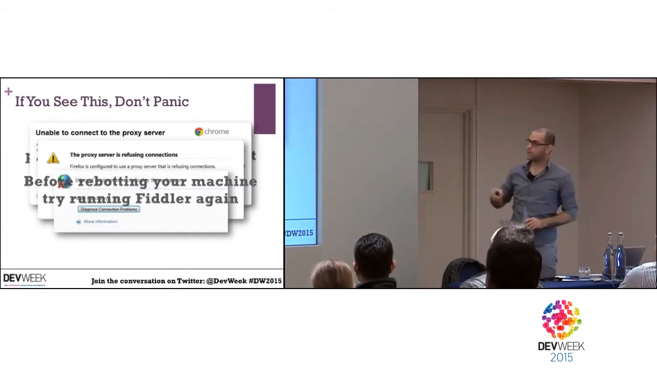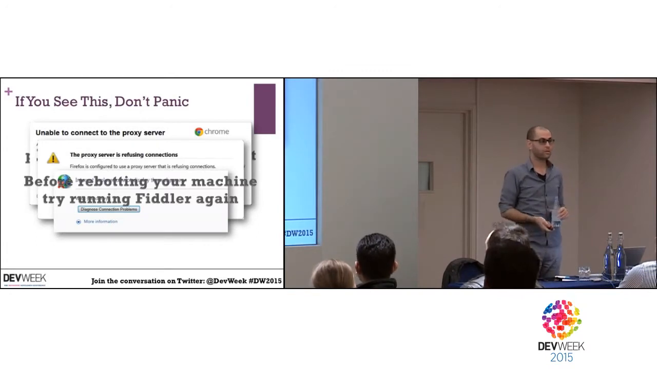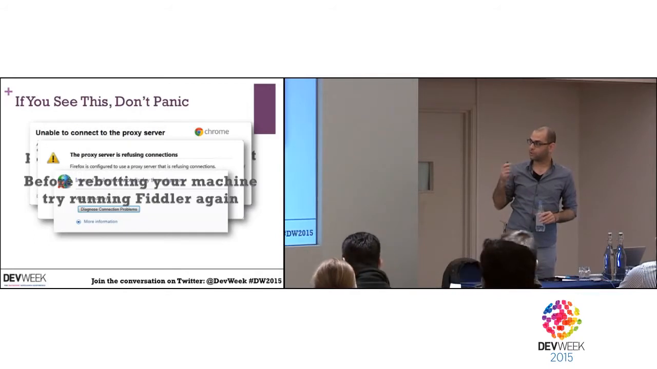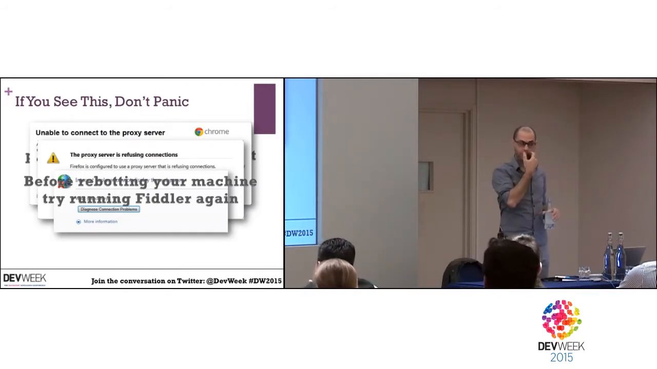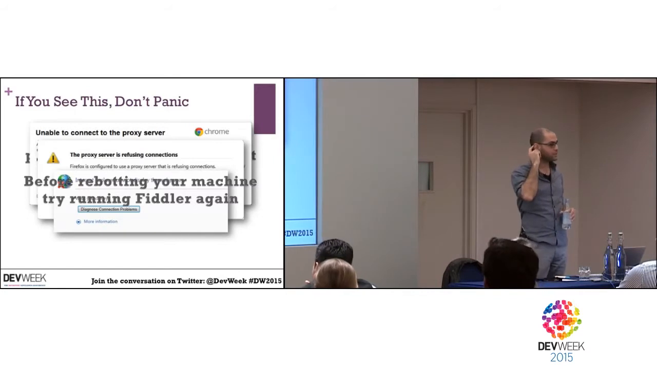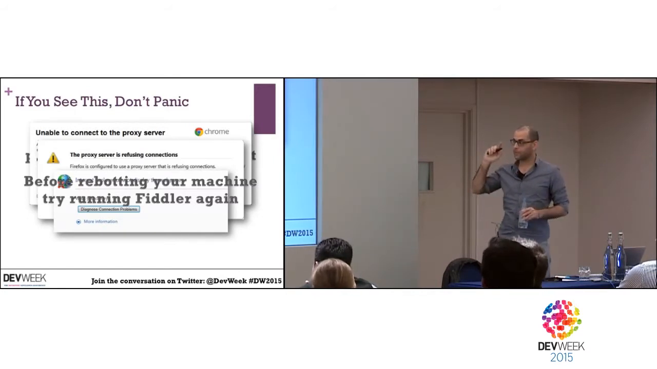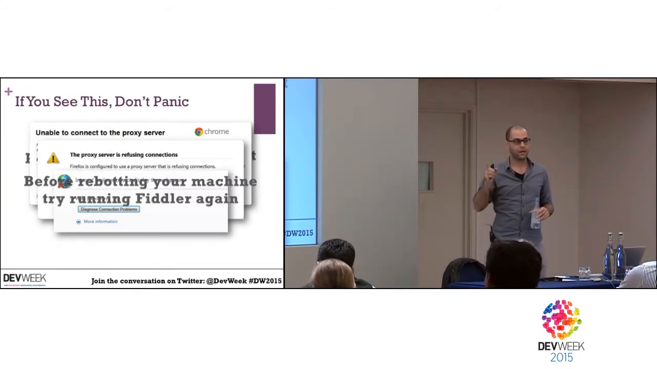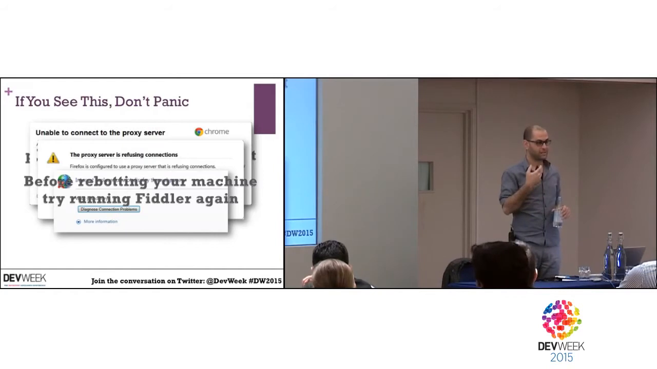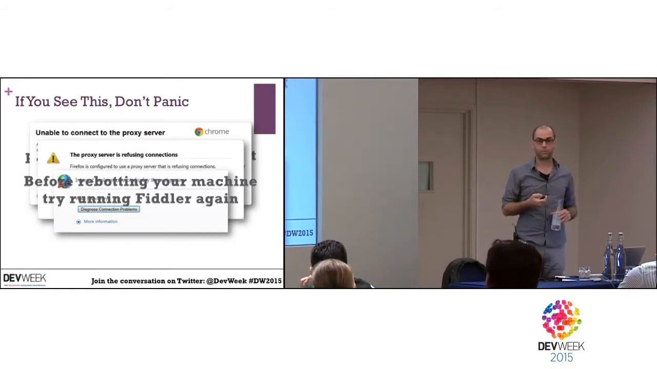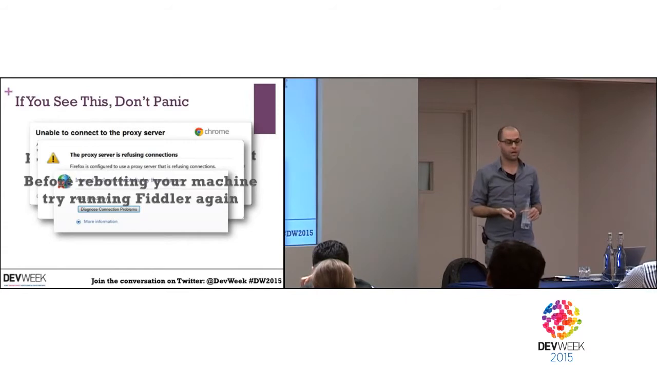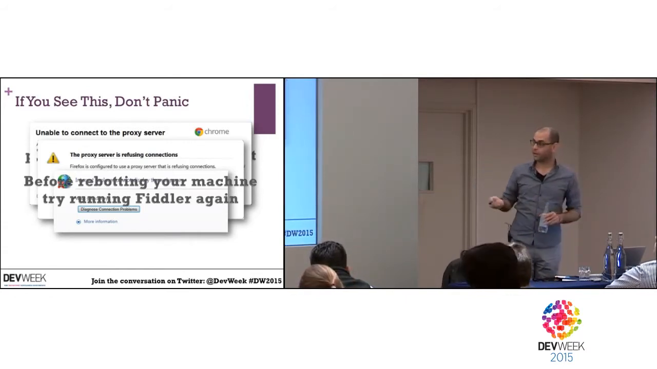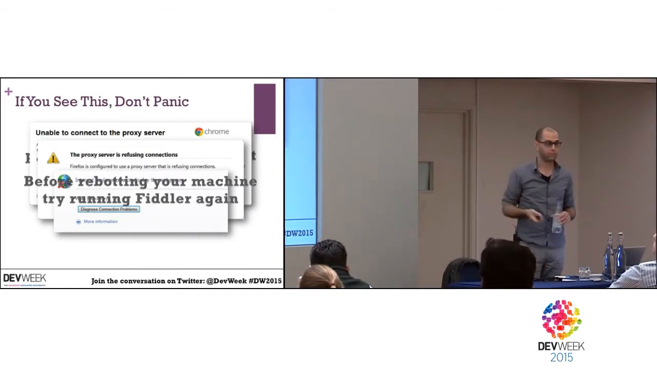Now, how many people have ever seen this message? Or this message? Or the unfortunate this message? Can you recognize the difference, by the way, between these messages? These messages appear when Fiddler crashes and it's not able to remove itself as a proxy server. That means that your applications are actually trying to communicate to the internet through a proxy server that is not online. And they will get an error saying that it's unable to connect to proxy server.